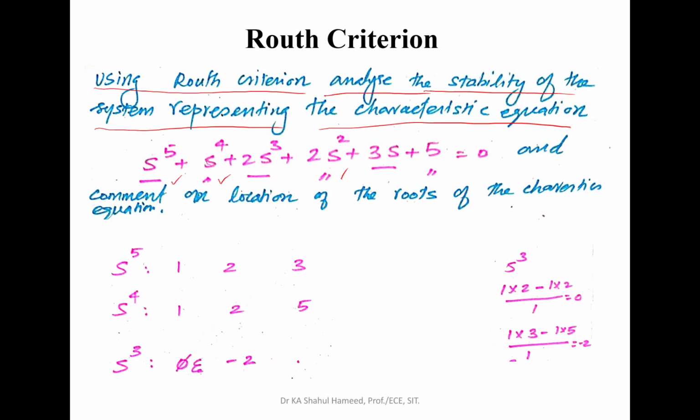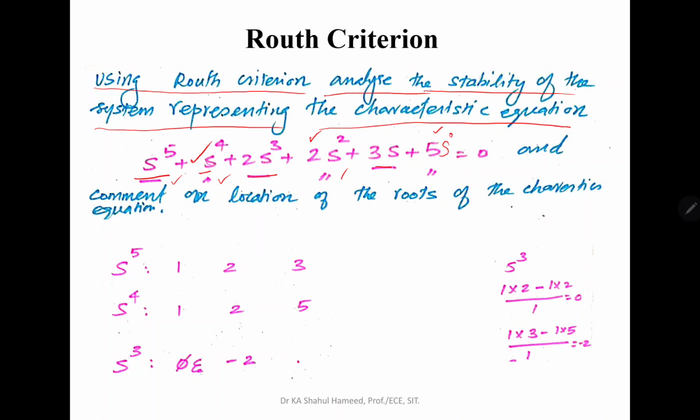Now, to form the Routh array, we have to identify the coefficients of odd power and even power. In this particular characteristic equation, odd powers are s^5, s^3, s, and even powers are s^4, whose coefficient is 1, s^2, and s^0, that is 5 into s^0.